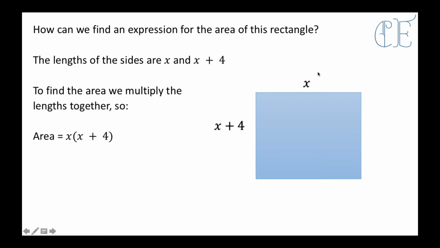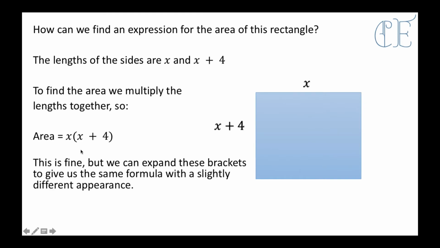So this x, which is this one, needs to be multiplied by all of this. That's why we have to put the brackets in. And now we can expand it. Now x times x is x squared, and x times 4 is 4x. So that would be the expression for the area of this rectangle.